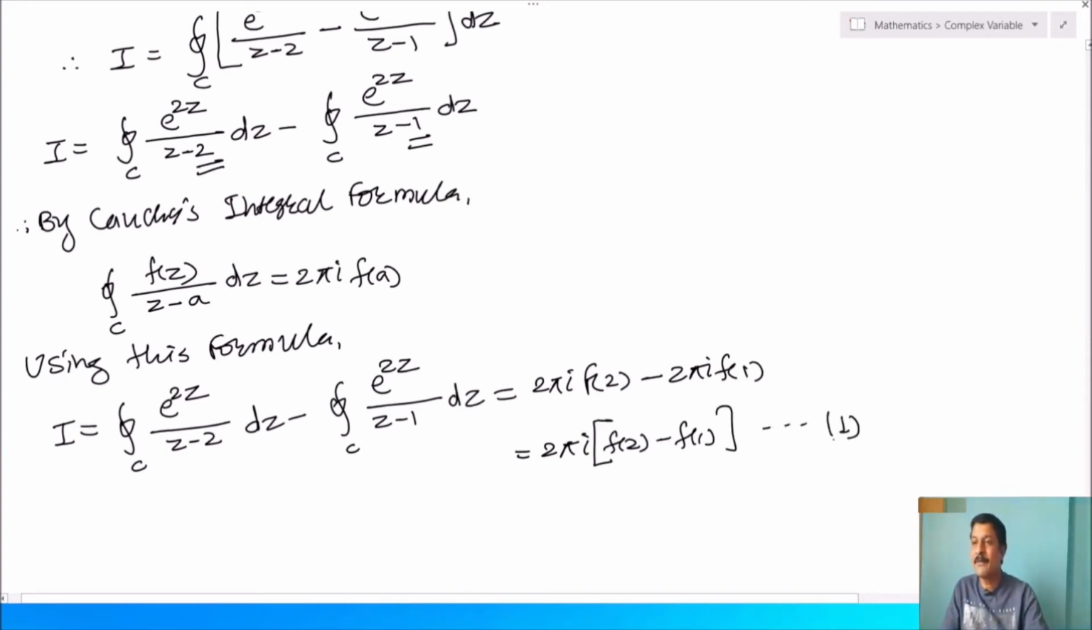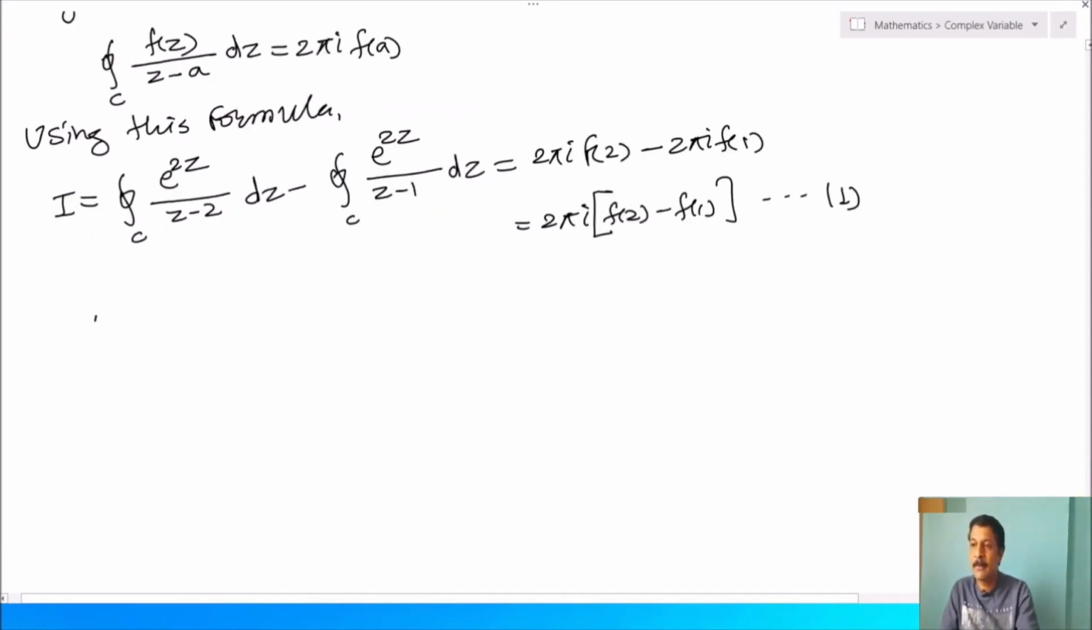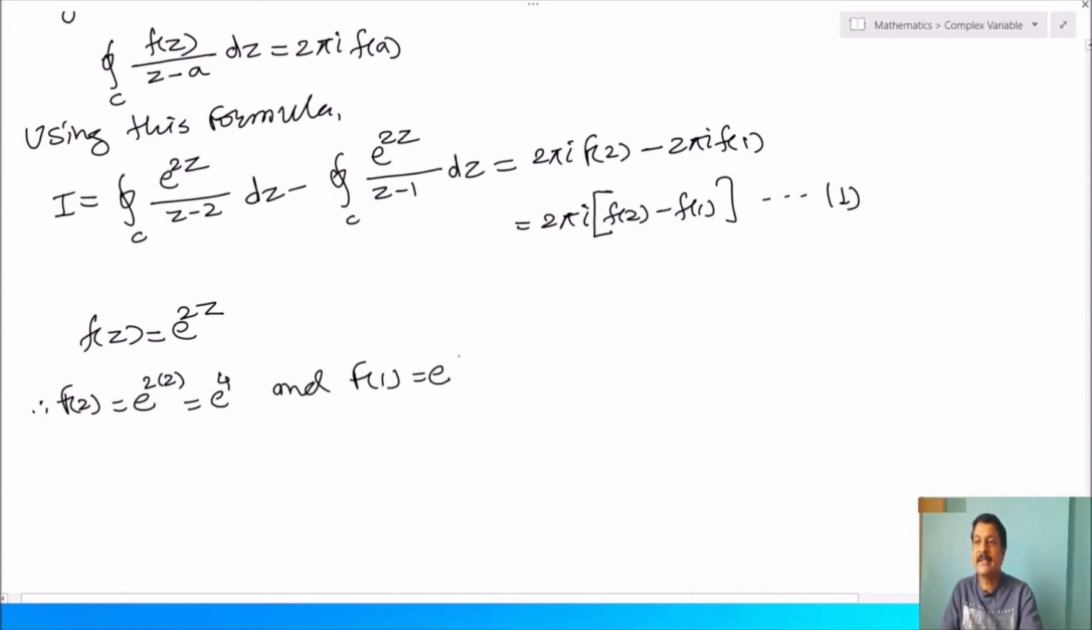So, what is f of z here? Comparing this part with this one, f of z equals e raised to 2z. Therefore, what is f of 2? It is e raised to 2 into 2, z equal to 2, so e raised to 4. And what is f of 1? It is e raised to 2 into 1, meaning e square. Substitute these values in equation 1.